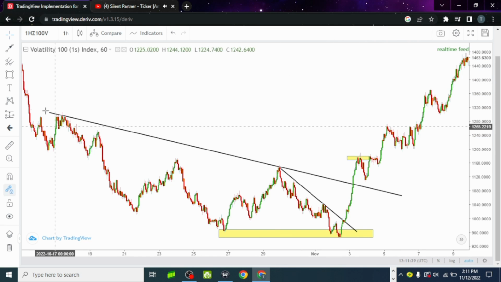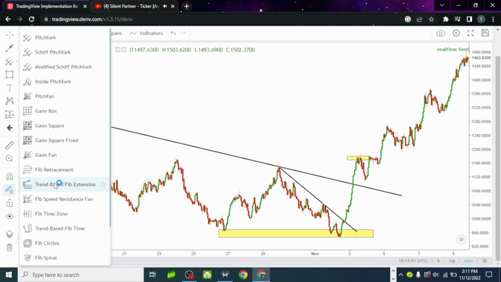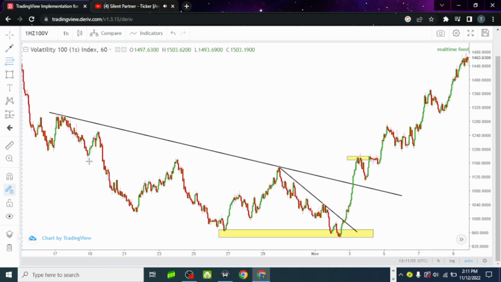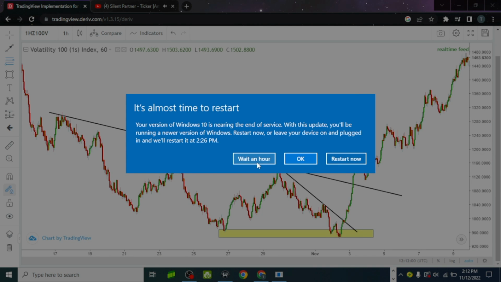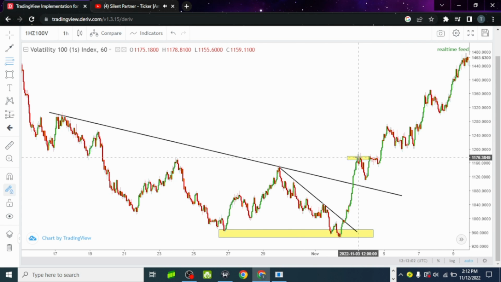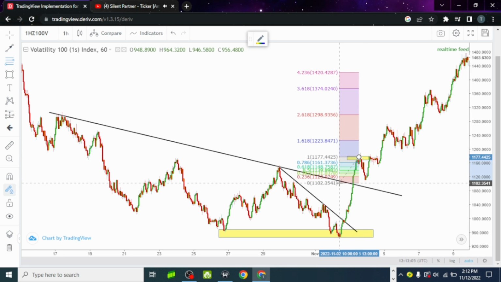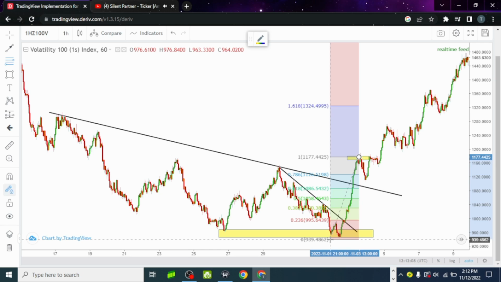So on MT5 mobile, you find it in the objects. You don't find it in indicators, you find it in the objects. And here on TradingView, you just come to this certain point here, then you find the Fib retracement tool here. And as I told you, you stretch it from the highest point of the impulsive move up to the lowest point of the impulsive move. So I'm going to stretch it from the highest point of the impulsive move here up to the lowest point of the impulsive move, which is here, as you can see here.